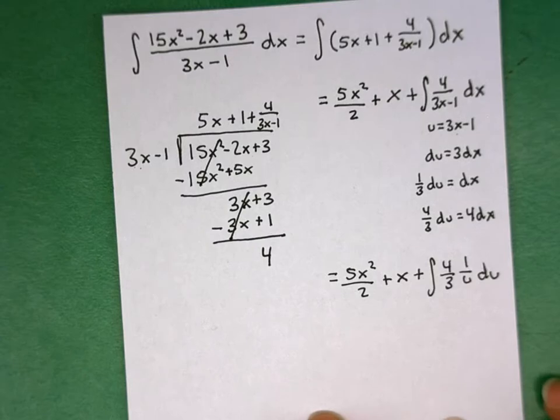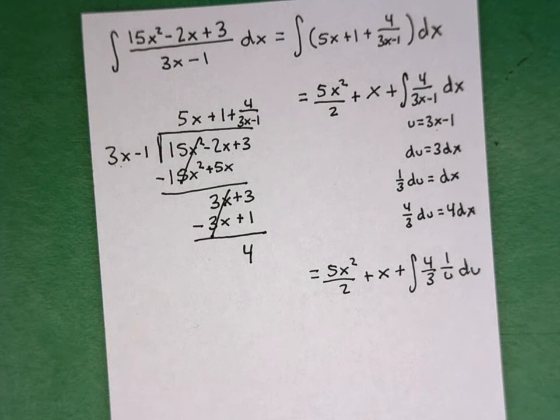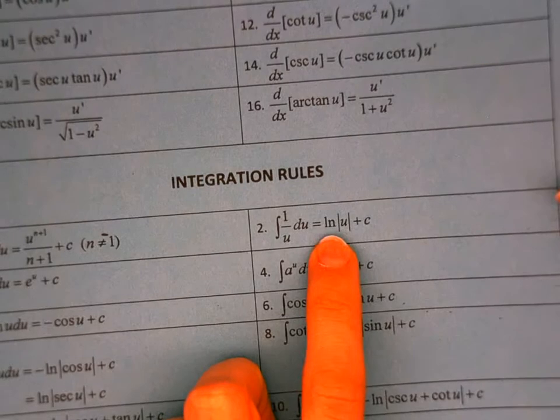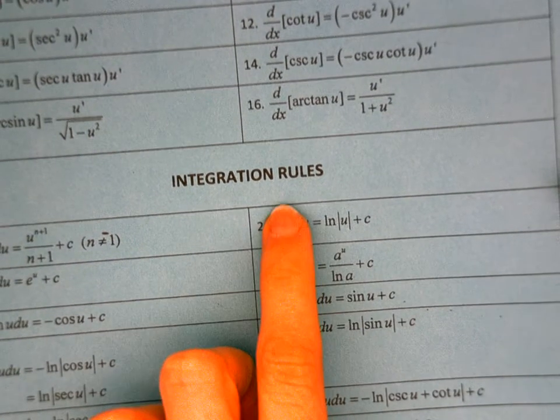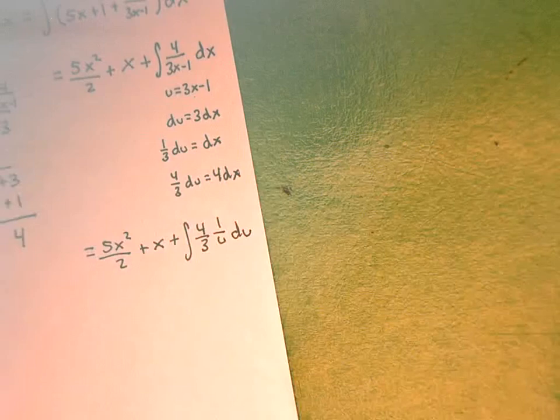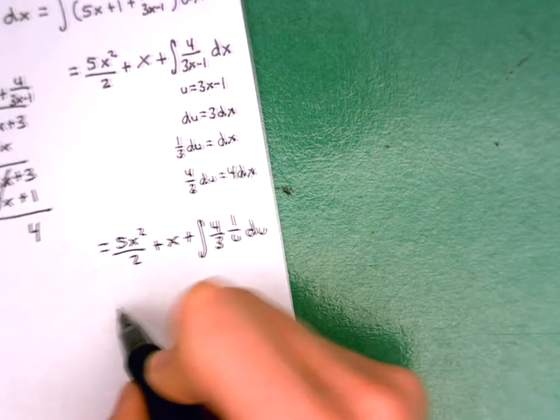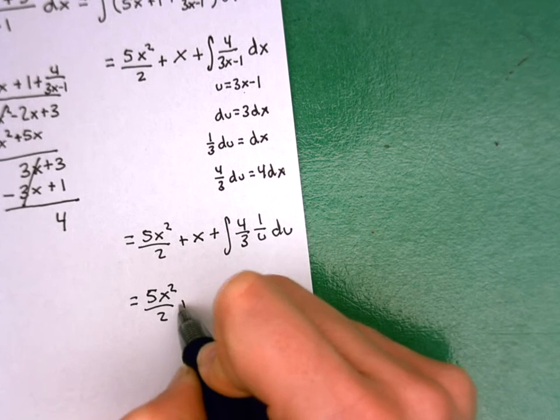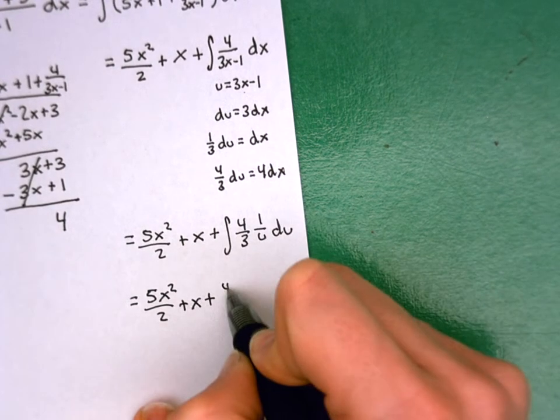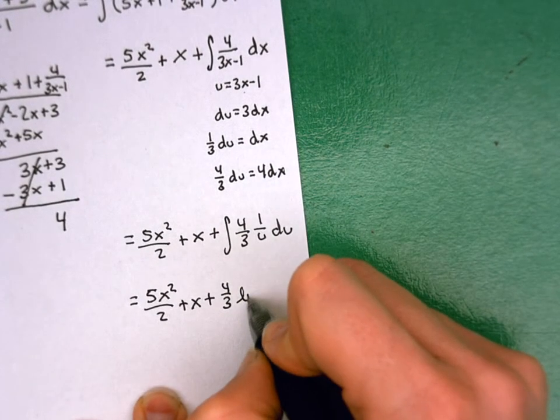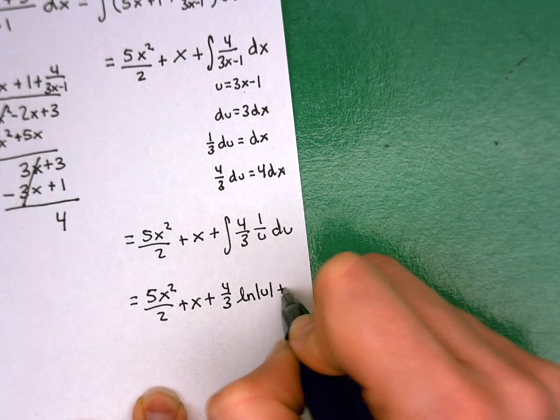And again, if you have that blue paper out alongside your homework assignment, which again I recommend, you're going to look to see which pattern does this problem fit. Well, right here, our second rule, log rule for integration, integral of 1 over u du is the natural log of the absolute value of u plus c. I see integral of 1 over u du, so I know I'm going to use that natural log rule. So we have 5x squared over 2 plus x plus 4/3, and the integral of 1 over u du is equal to the natural log of the absolute value of u plus c.